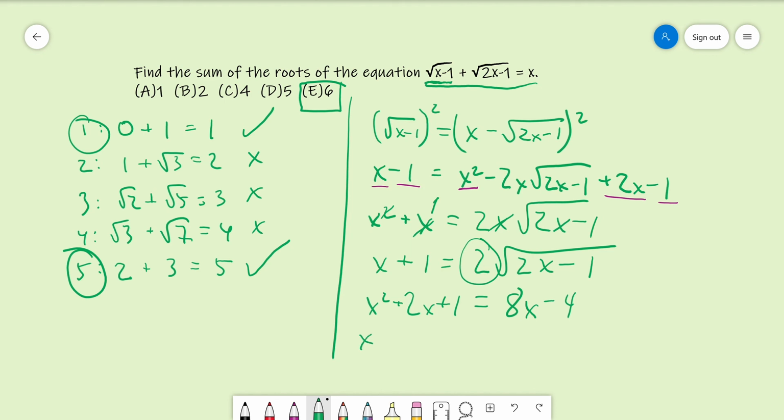Now if we bring everything over to the left side, we'll get x squared plus 2x minus 8x is minus 6x, plus 1 plus 4 is plus 5, all of that equals 0. And then if we factor this, we'll get x minus 5 and x minus 1, which means that x is equal to 5 or 1, and that's the same answer we got before, whose sum is 6.